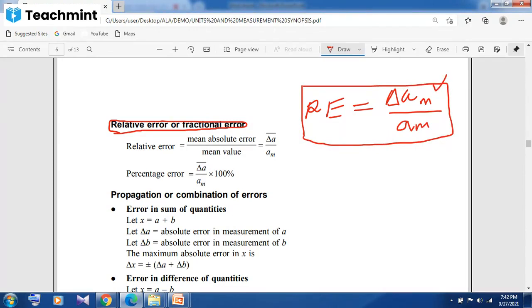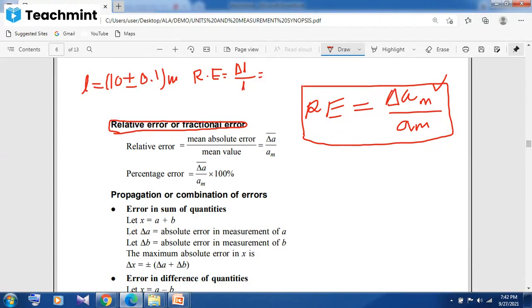For example, imagine length is given like 10 plus or minus 0.1 meter. Its relative error is how much, students? Can you tell me now? Delta L it is, correct? So I can write like this, delta L divided by L. Are you people understanding this?